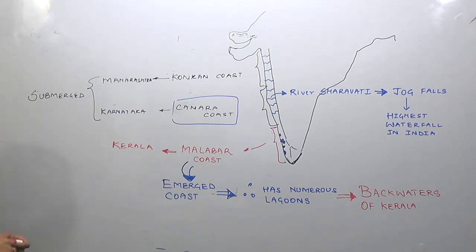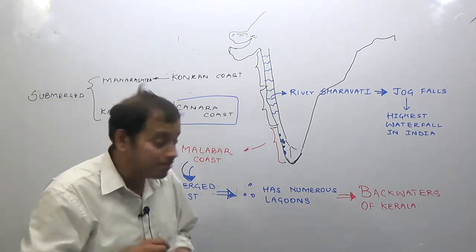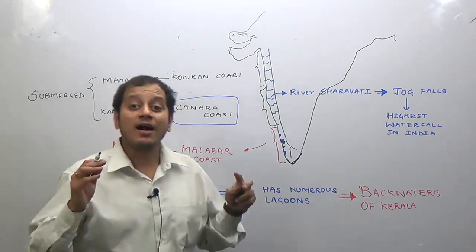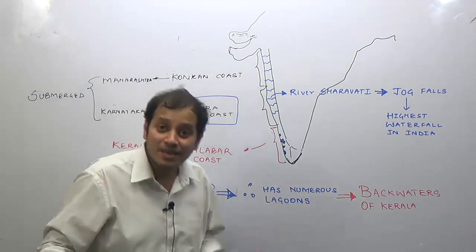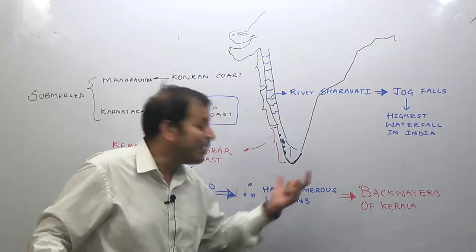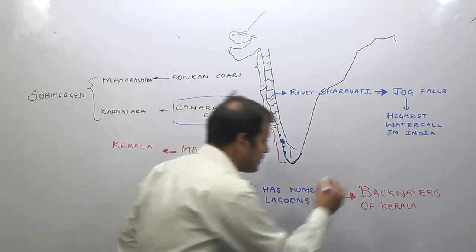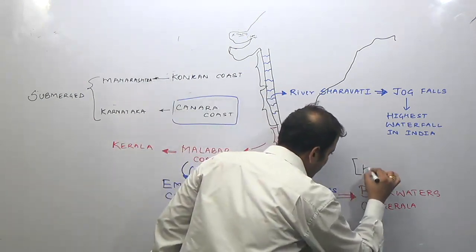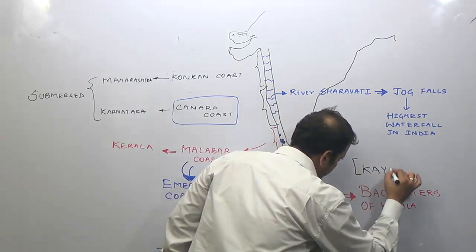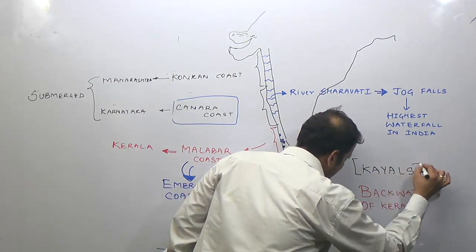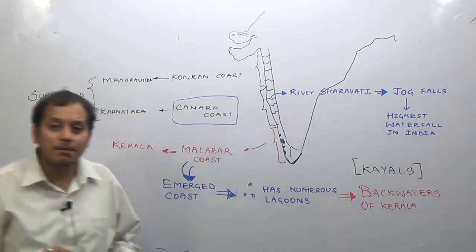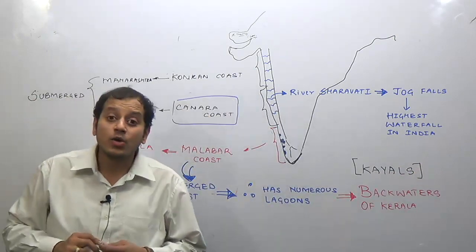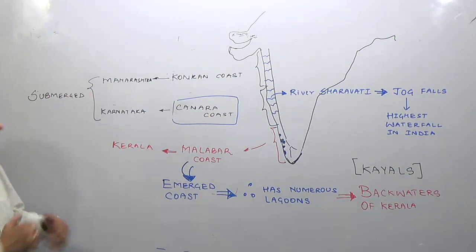These are known as the backwaters of Kerala. And these backwaters of Kerala are locally known as, this can come in the examination, what are the backwaters of Kerala locally known as? These are locally known as kayals.